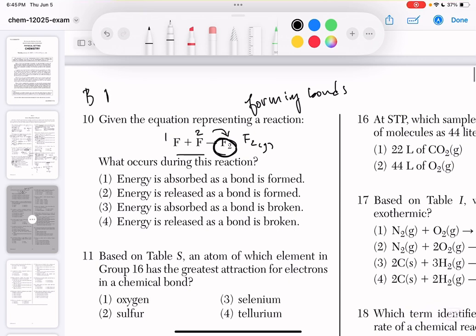And then the acronym: break, absorb, release, form. So energy is released as a bond is formed.